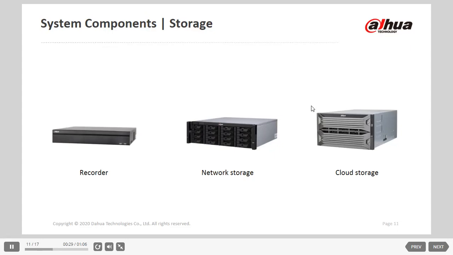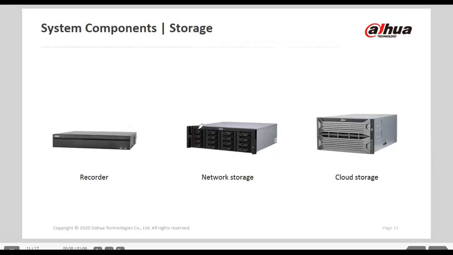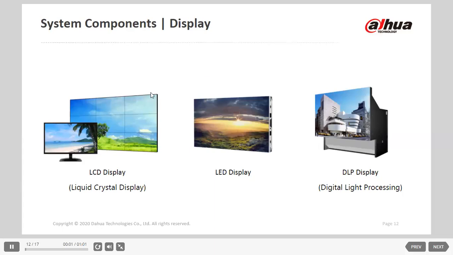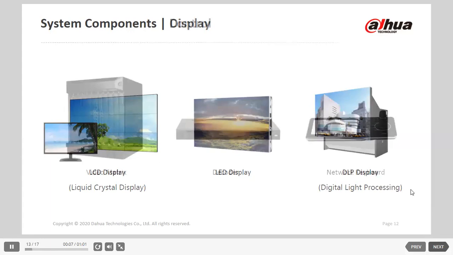These are called EVS, and the EVS has slots. This one has slots for hard disks. You can add hard disks here, supporting even up to 16 terabytes, and others can go up to 84 or 48 hard disks, depending on your requirement. For the display, we have different kinds of displays for video walls, normal TFT displays, an LED display for the outdoor side, and DLP displays.